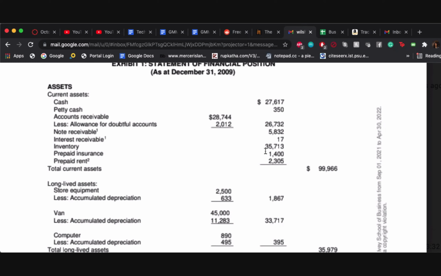Mm-hmm. So is the concept of prepaid insurance and rent clear? Yeah. Okay.